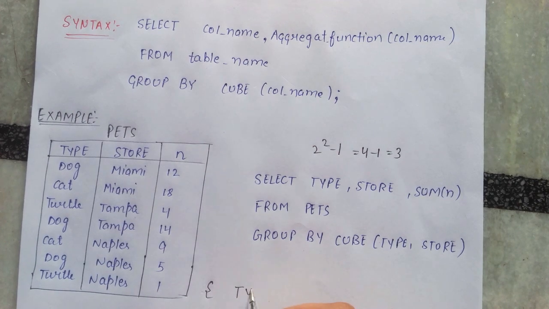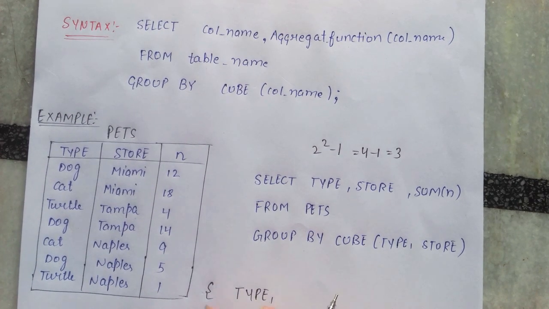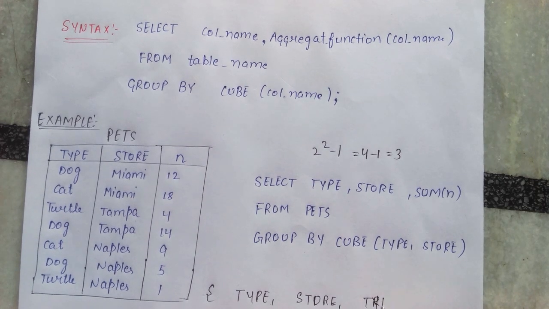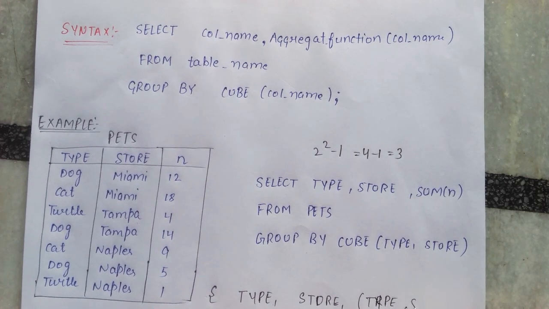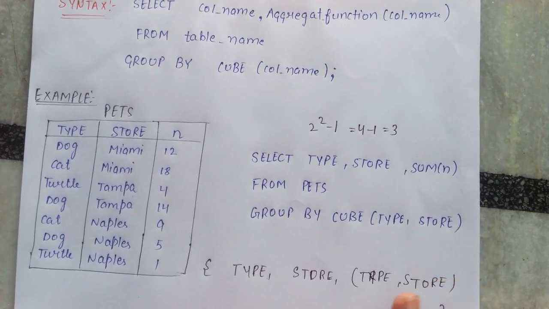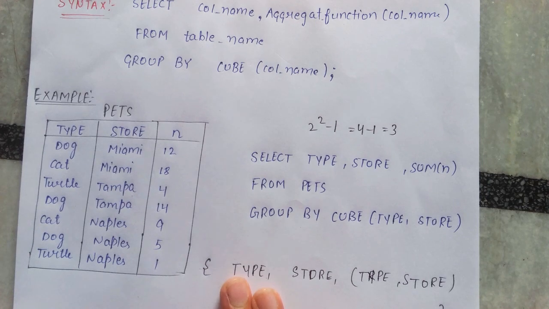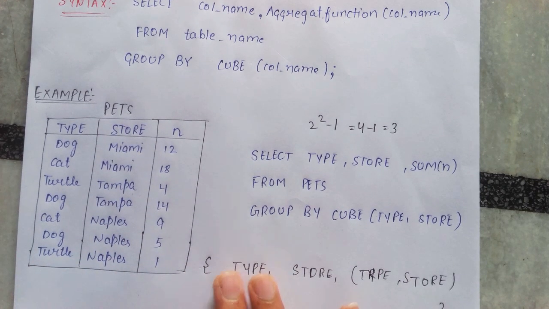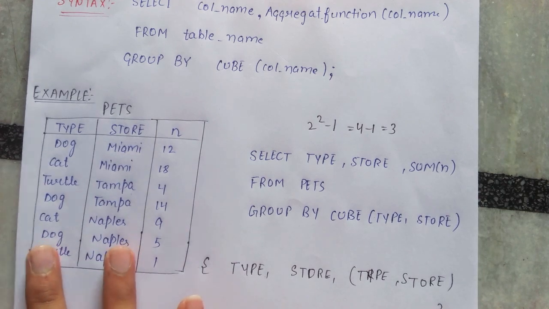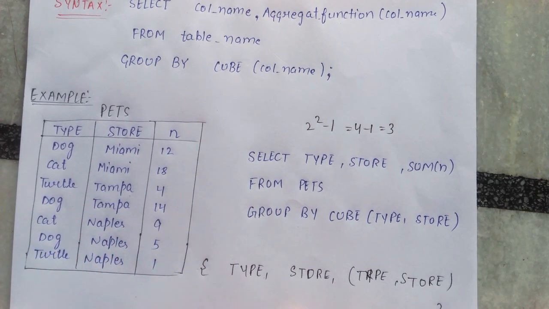First of all, it is only the type column. It will group the data on the basis of only this type column, and then it will group the data on the basis of the store column, and the third one is that it will group the data on the basis of both type and store columns. So this is the use of this cube. It will first group this data on the basis of only the type column, then on the basis of the store column, and at the last on the basis of both these columns. This is the use of the group by clause with this cube.